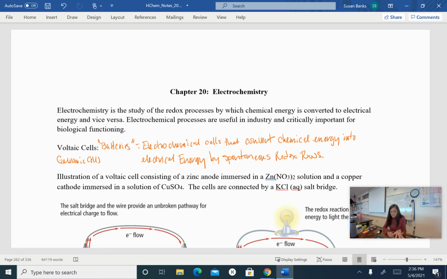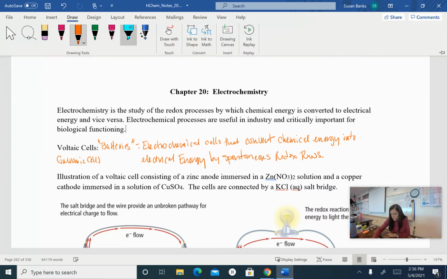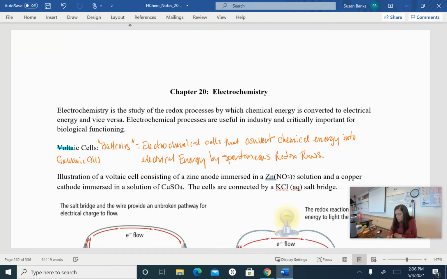Now, I just want to dive off really quickly into a little bit of a history lesson. The reason that they are called voltaic cells is after the Italian chemist named Alessandro Volta. That's where we get the whole idea of a volt from. It's named after Alessandro Volta. He had this wonderful idea of stacking zinc and copper plates together with rags or paper that were soaked in salt solution, salt water, and he could get an electrical charge going if he stacked enough of these plates together.